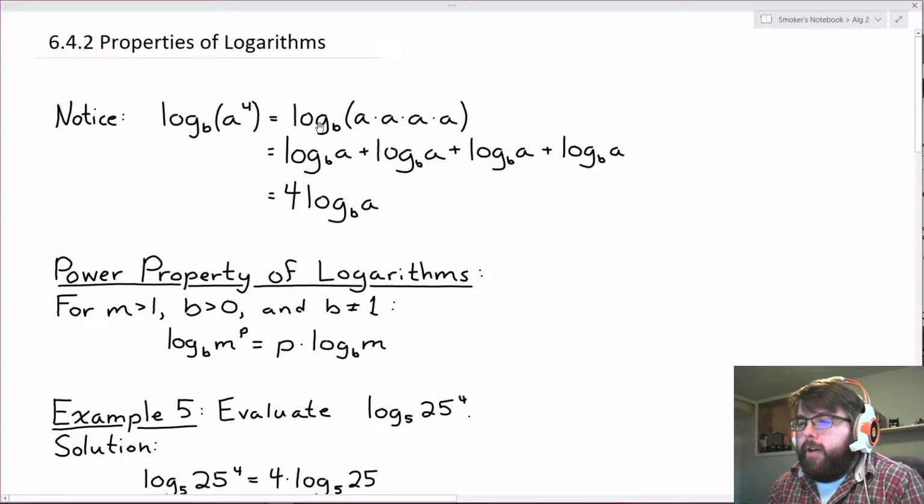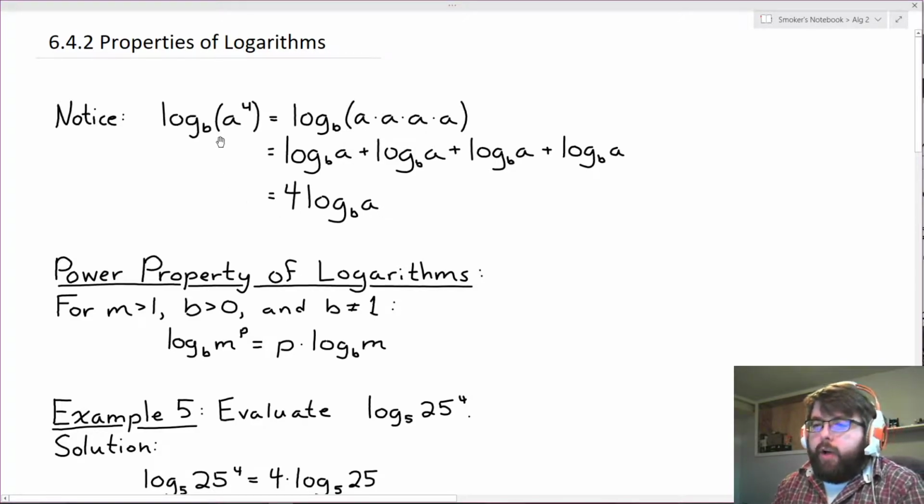I'm going to rewrite this log base b of a times a times a times a as log base b of a plus log base b of a plus log, and so on, 4 log base b of a's, because each of these multiplications goes to a plus. So I have log base b of a plus log base b of a plus log base b of a plus log base b of a. And that is the same as having something like n plus n plus n plus n, which is the same as 4n. So we can rewrite this as 4 times log base b of a.